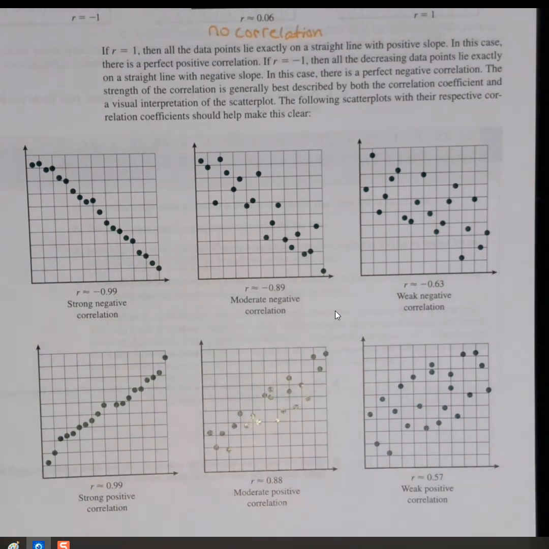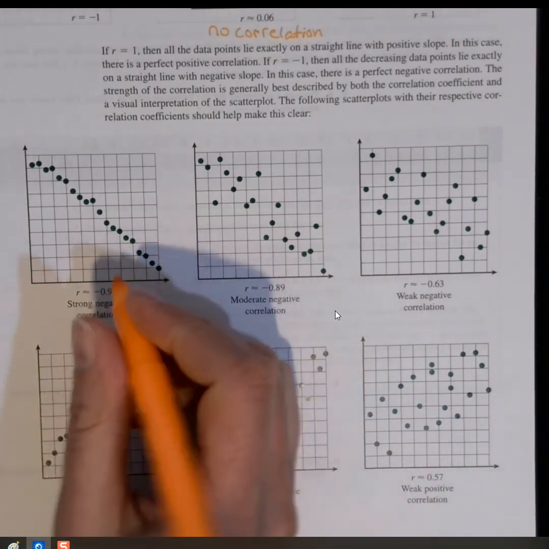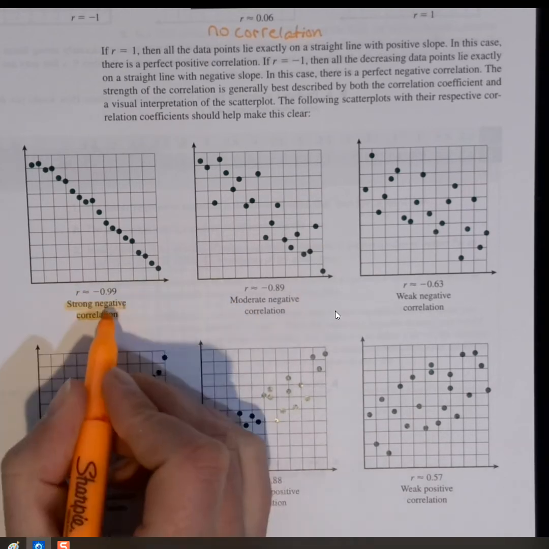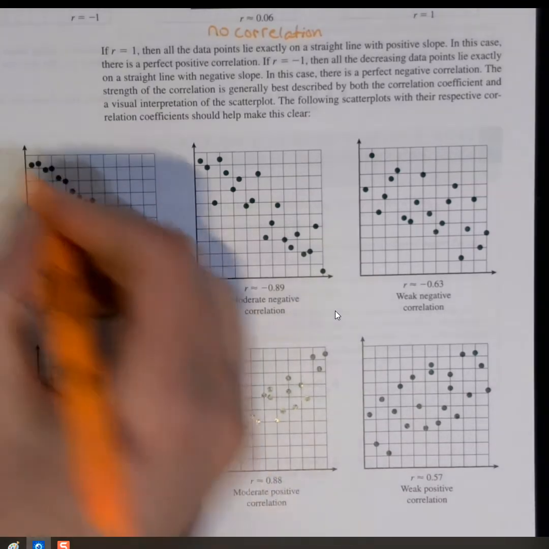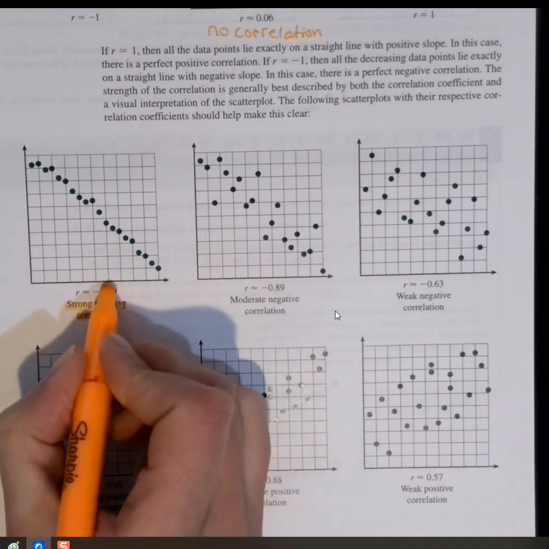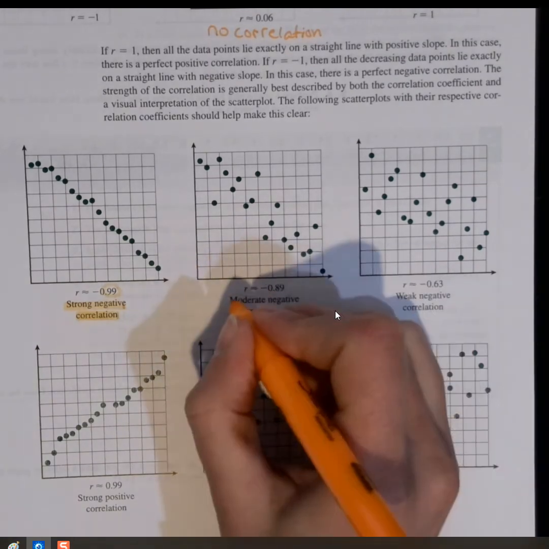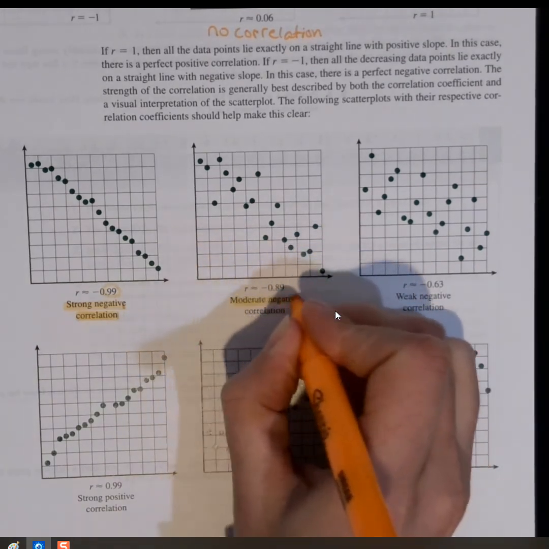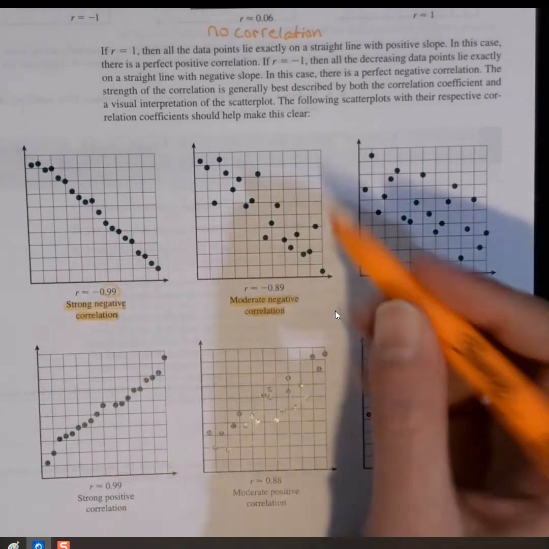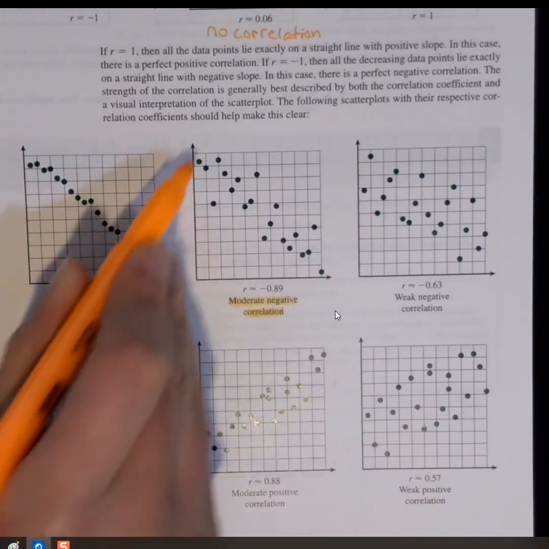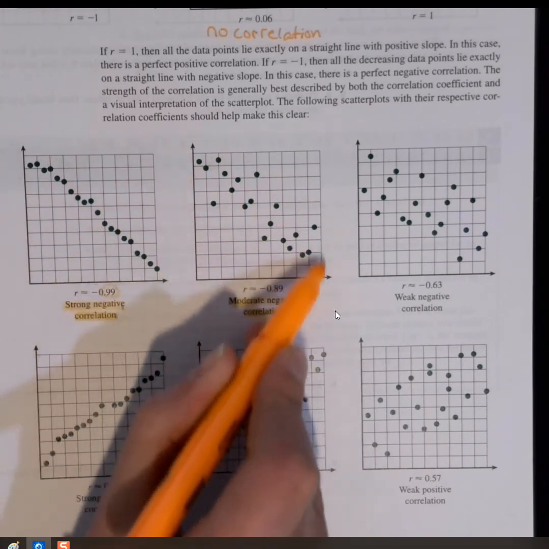So this one is a strong negative correlation. The negative just implies that it's decreasing. And it's strong because we're close to negative 1, 0.99. This one's going to have a moderate negative correlation. As you can see, the strong correlation is tighter in the shape of a line. Moderate is a little bit more scattered.